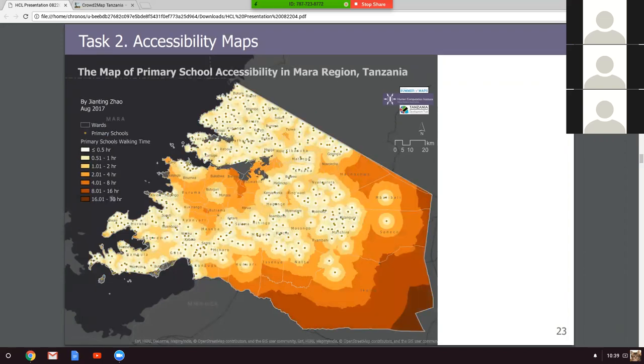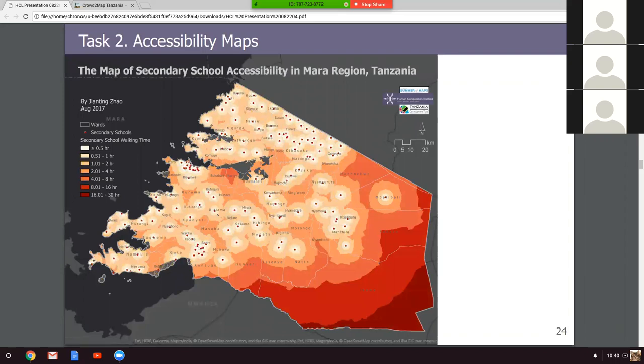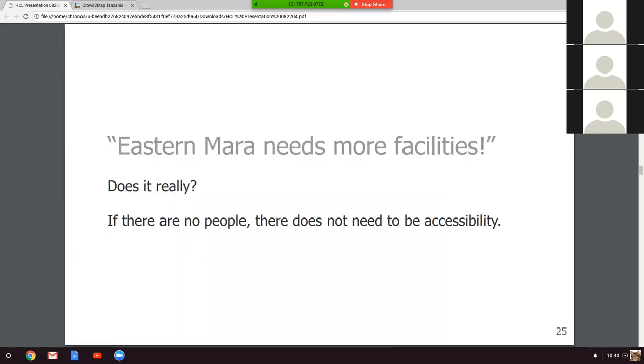This is a map of accessibility to primary schools. Similarly, it ranges from lighter color to dark, from less than half an hour away to up to 30 hours away. And this is the similar map for secondary schools. And people may think that, oh, so the Eastern Mara needs a lot more facilities. But is it really? Some people may think that the accessibility didn't take population into account. If there's no people, then it doesn't need to be accessible.